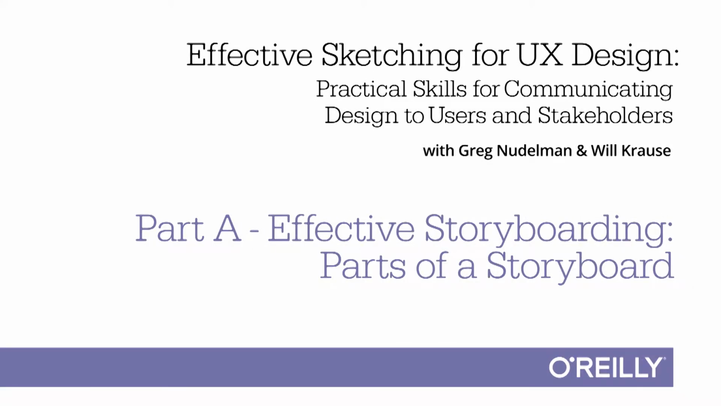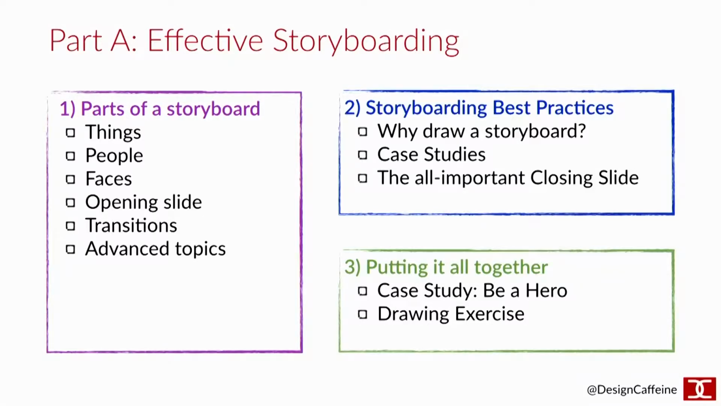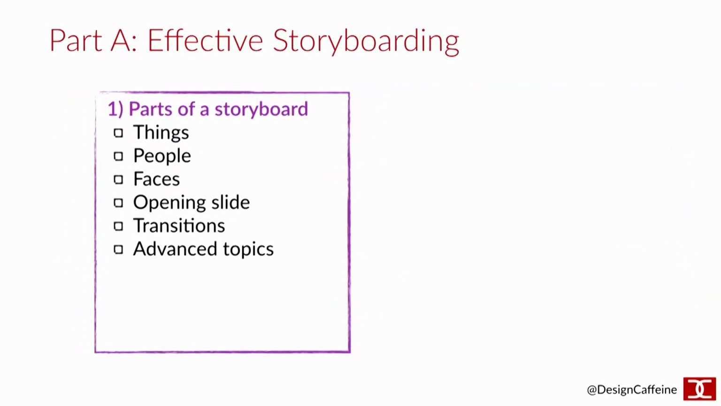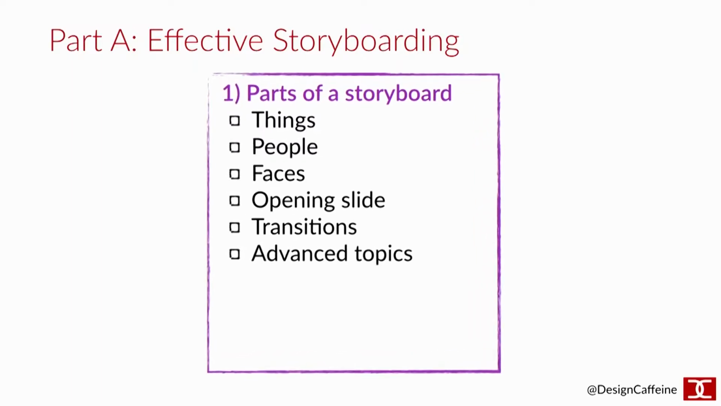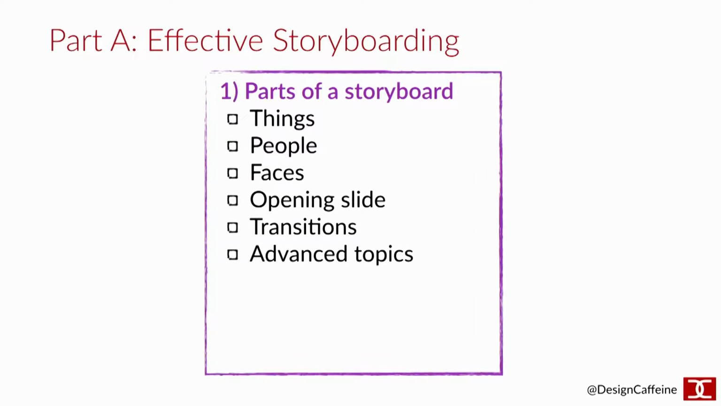Let's begin our storyboarding with Part A, Module 1, where we discuss parts of the storyboard and what makes them effective. For example, we'll talk about things, people, faces, opening slide, and transitions. And we'll also touch on advanced topics such as poses and camera angles.